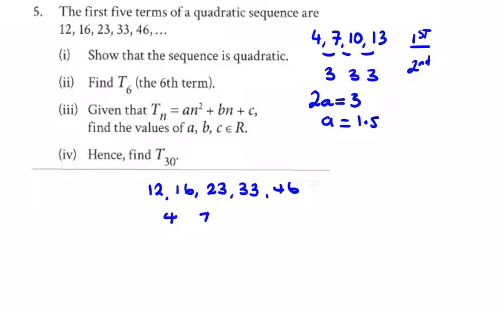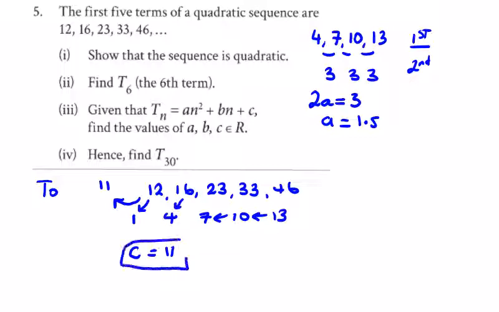So 4, 7, 10, 13. So we imagine going backwards here to t0. What would it be? Well, going back this way, we're taking away 3 each time. So this number has to be 1. 16 minus 4 is 12. 12 minus 1 is 11. So c is equal to 11. This is a great way to do them.